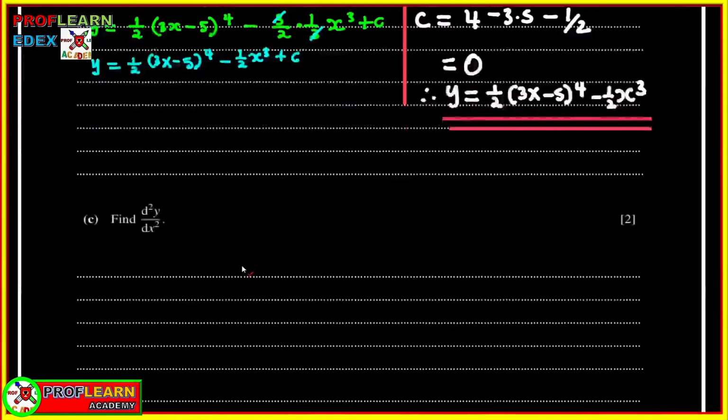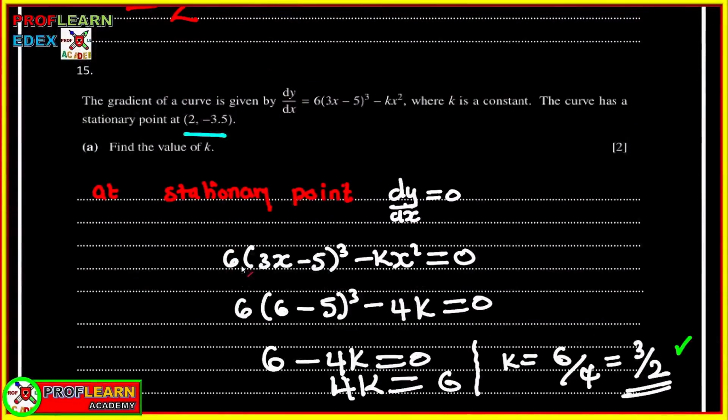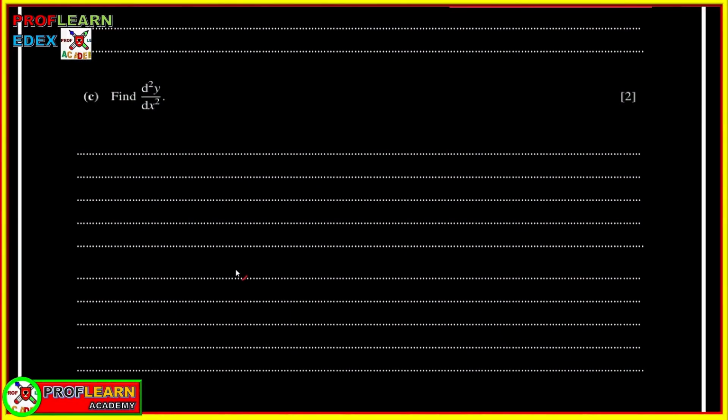The next part here, we are supposed to find d squared y dx squared. So this is the second differentiation. Usually when you are supposed to find d squared y dx squared, basically what's happening is they are trying to lead you so that you can state the nature of the stationary point.